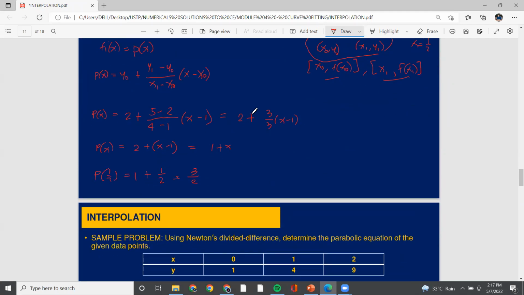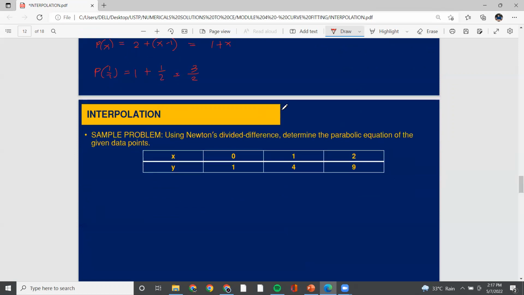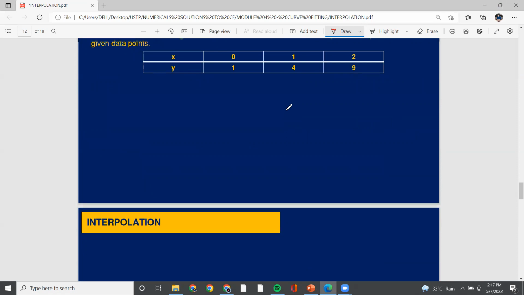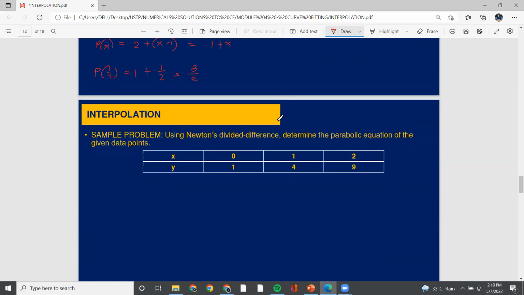So, sayon ra kayo ang interpolation no? Pattern naman ko mong bato na yung mga approximation sa numerical methods. Right? So, for the second one, using Newton's divided difference, determine the parabolic equation of the given data points. No, natay 0, 1, 1, 4, and 2, 9. So, ang ipangayo sa problem is, buhatan na nato siya equation, ang parabolic equation niya, or quadratic equation. Parabolic or quadratic, same na. Ang quadratic equation is parabolic gyapon.